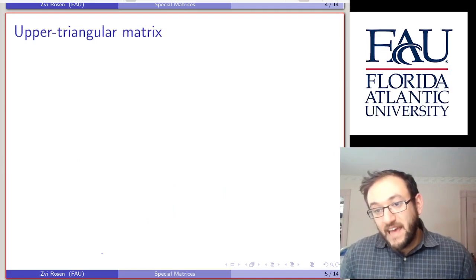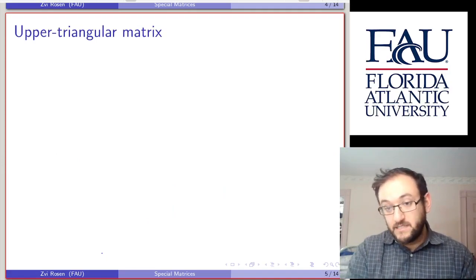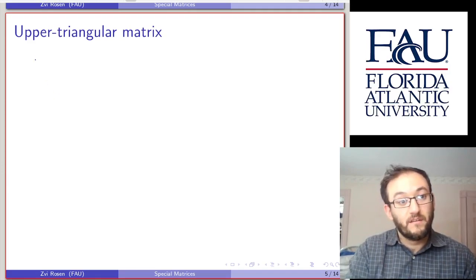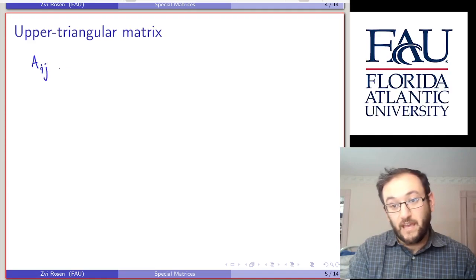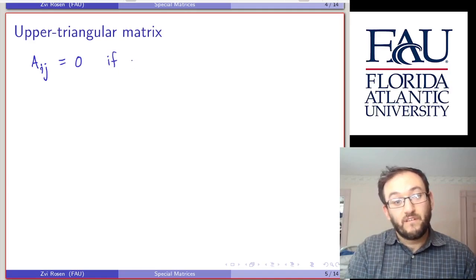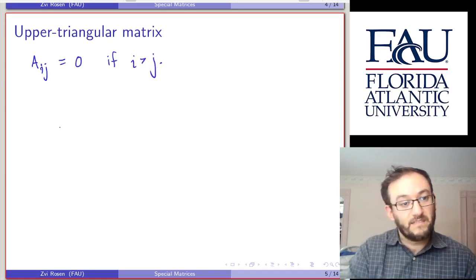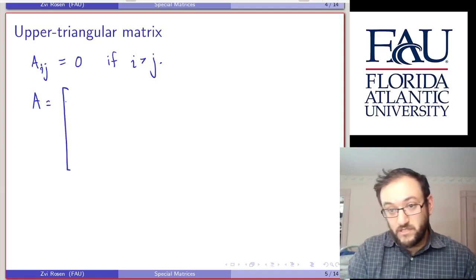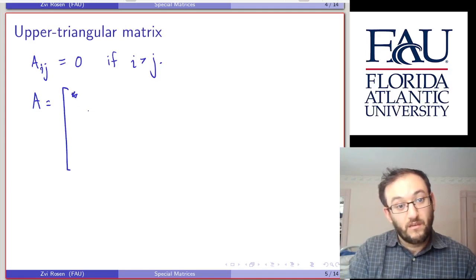Okay, so that covers diagonal matrices. And now we'll want to talk about a different kind of special matrix called an upper triangular matrix. And here we have the rule that Aij will be equal to 0 if i is strictly greater than j. Well, where is that the case? If we're on the diagonal, i is equal to j. So those are allowed to be non-zero.